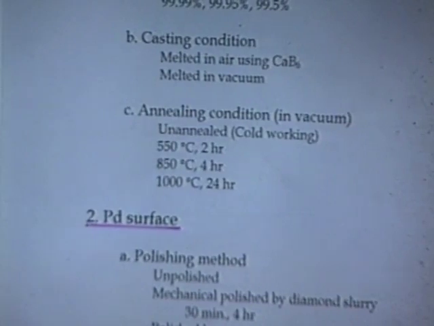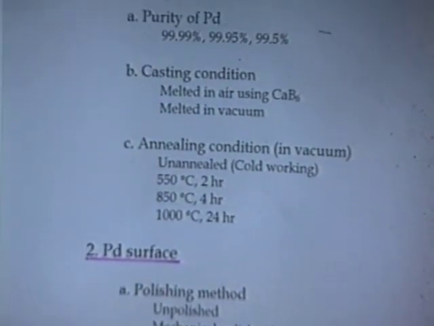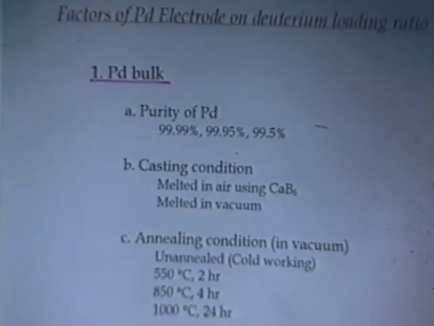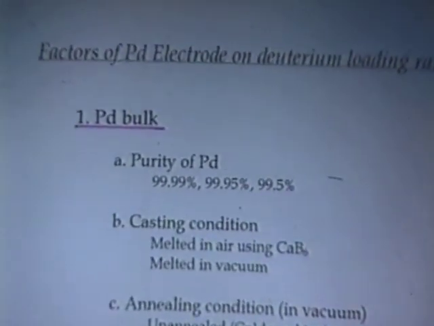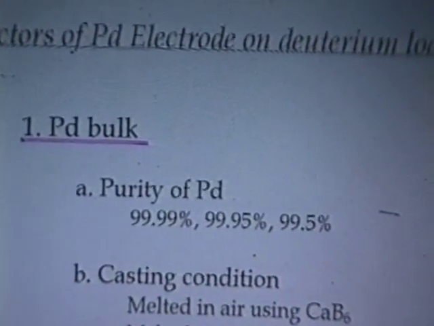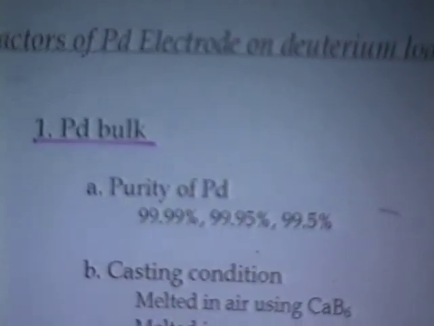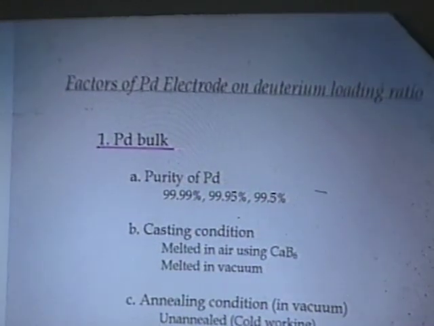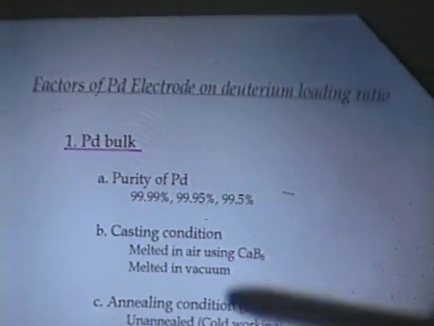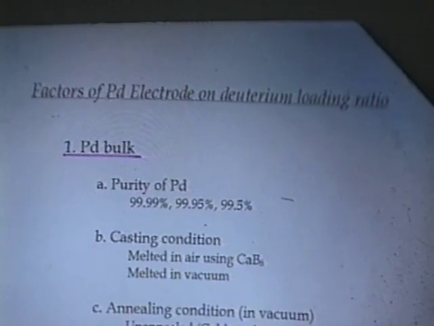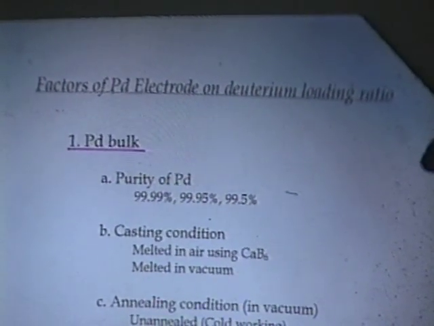Furthermore, to change the surface properties, we pick up these factors. They are polishing method, etching by aqua regia, and heat treatment in vacuum. Next, to investigate the effect of this process, we have to decide the basic process of palladium electrode.